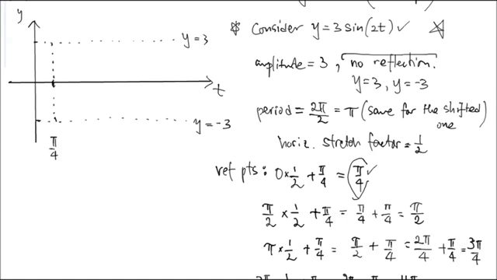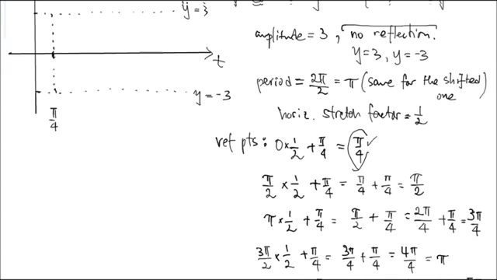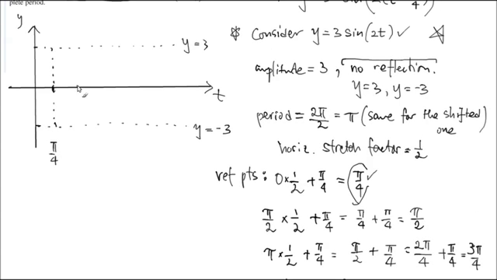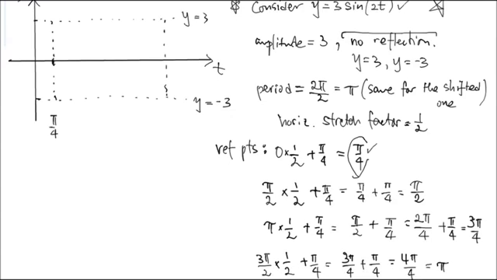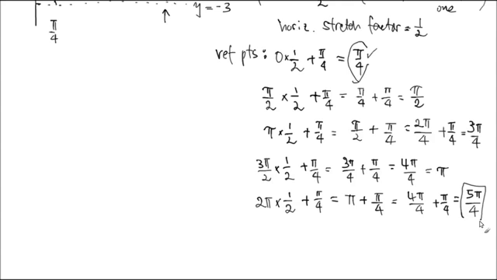If this is pi over 4, what is the period? The period is pi, right? So it's 1, 2, 3, 4. It's just about here. I think that's roughly the interval of pi. But what is the last coordinate? Anybody remember the last coordinate here? The last one is 5 pi over 4. That's where it ends. 5 pi over 4. Does that make sense?